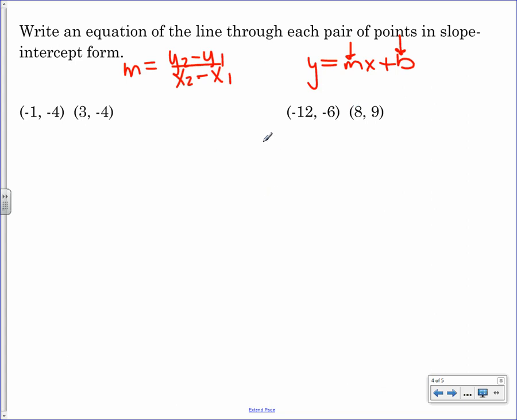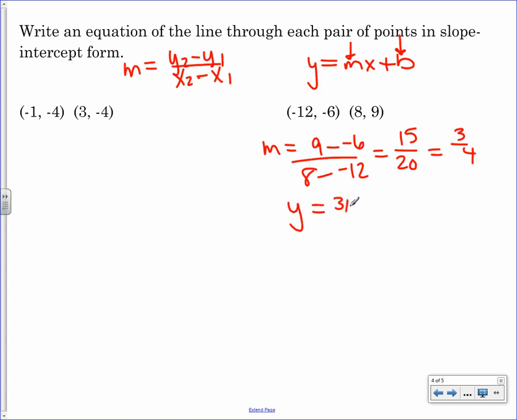So the slope formula should be 9 minus negative 6 over 8 minus negative 12, is probably what most of you did. Two negatives make a positive. What's 9 minus negative 6? 15 over 20. Always, always, always reduce, and we get 3/4. So that's m. m is 3 over 4. Right now I have y equals 3 over 4 x plus b. What else do I need? b. Don't say anything out loud yet. Think for a moment, okay?